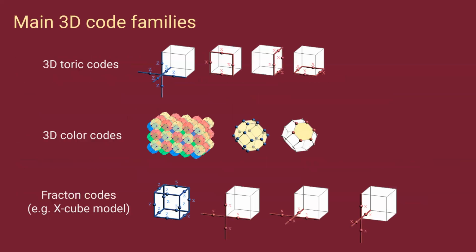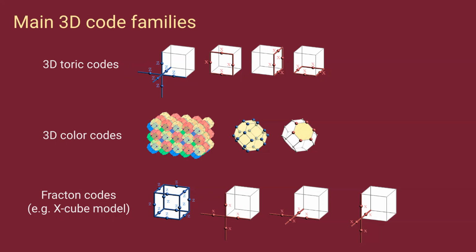Okay. So here are the three main families, and I'm going to show them to you on some visualization tool now. Basically, I'm going to talk about the 3D toric code, the 3D color code, and one type of fractal code called the X-cube model. In the paper, we talk about a lot of different variants within the different families, but I'm going to stick to one variant of each family.